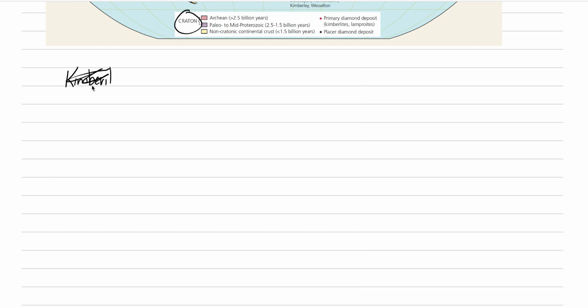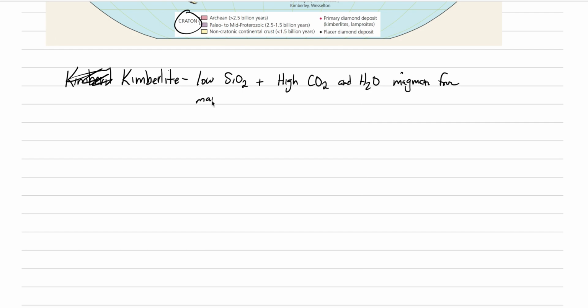Kimberlite is a special type of magma, very low in silica and very high in H2O and CO2. Low SiO2 and high CO2 and H2O magma from the mantle. It is the freight train that carries diamonds to the Earth's surface, because kimberlites erupt explosively and travel from the deep mantle. As they travel so quickly, they rip off chunks of the mantle wall rock, which are called xenoliths.